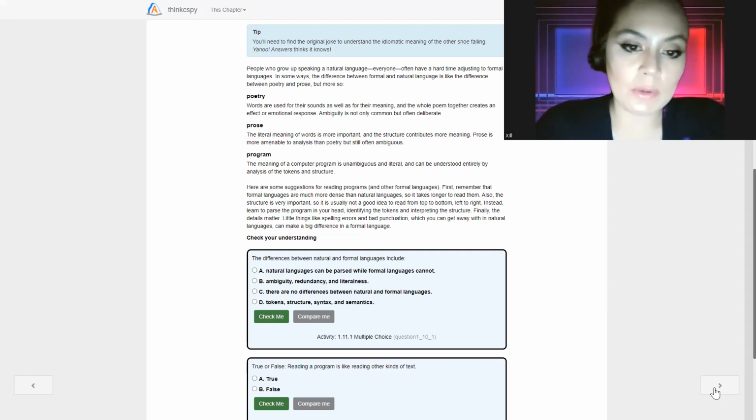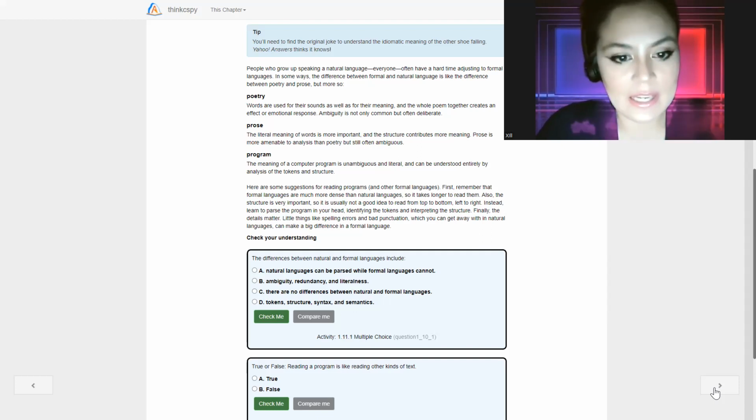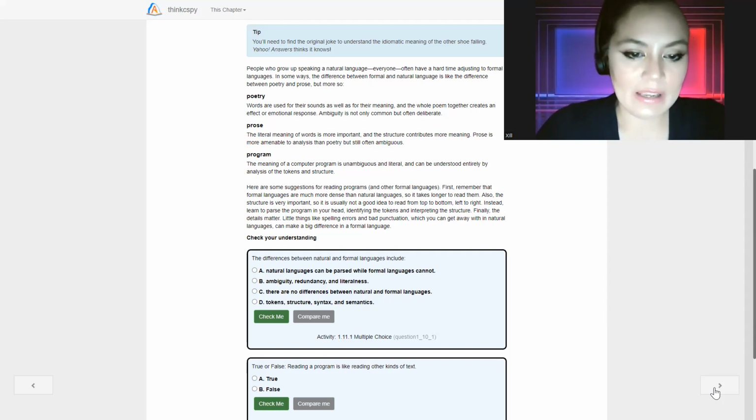First, remember that formal languages are much more dense than natural languages, so it takes longer to read them. Also, structure is very important, so it is usually not a good idea to read from top to bottom, left to right. Instead, learn to parse the program in your head. You identify the tokens and interpret the structure. Finally, the details matter. Little things like spelling errors and bad punctuation, which you can get away with in natural languages, can make a big difference in a formal language.